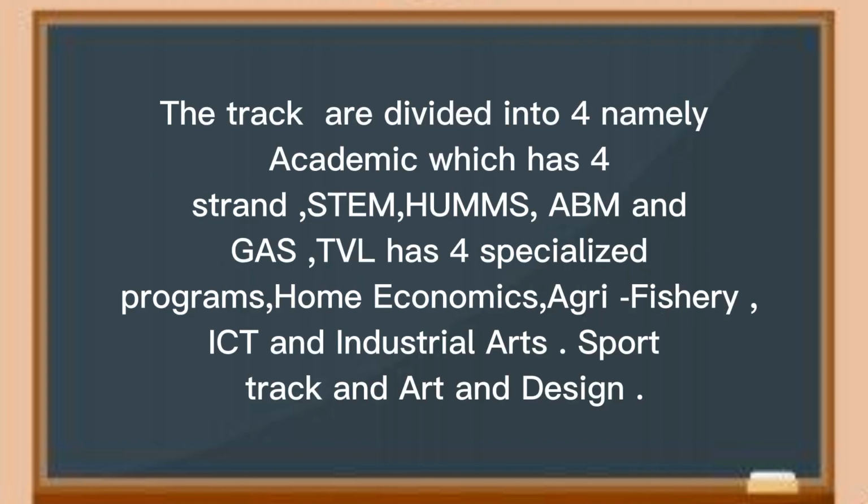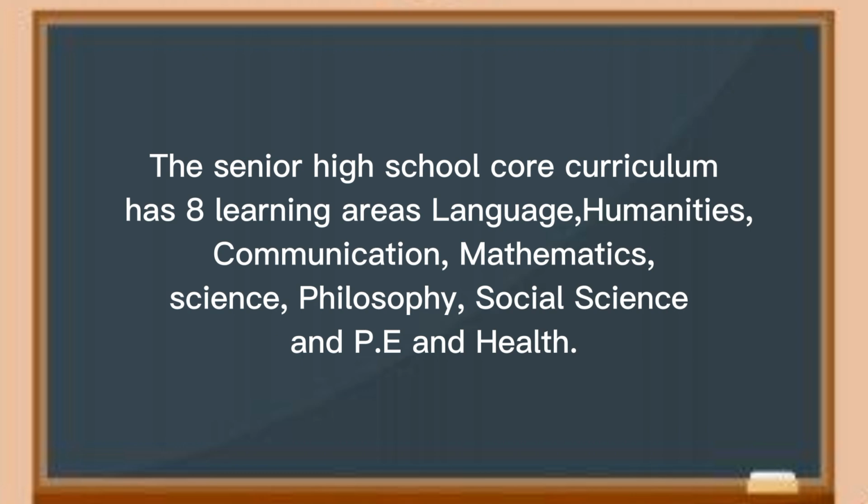The academic strands are divided into 4: STEM, HUMSS, ABM, and GAS. The next track is TVL, which has 4 specialized programs: home economics, agri-fishery, information and communication technology, and industrial arts. Then there are the sports track, and arts and design. The senior high school core curriculum has 8 learning areas: language, humanities, communication, mathematics, science, philosophy, social science, and PE and health.